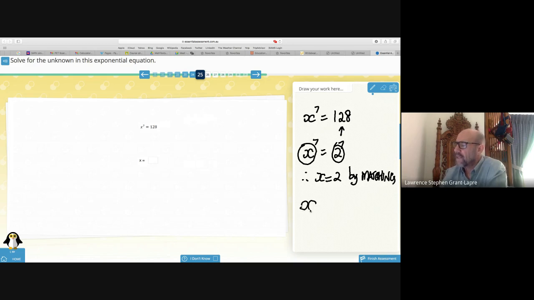Or you could take that 7 across and make it the 7th root of 128. So if you can get your calculator to get the 7th root of 128, that would give you 2.